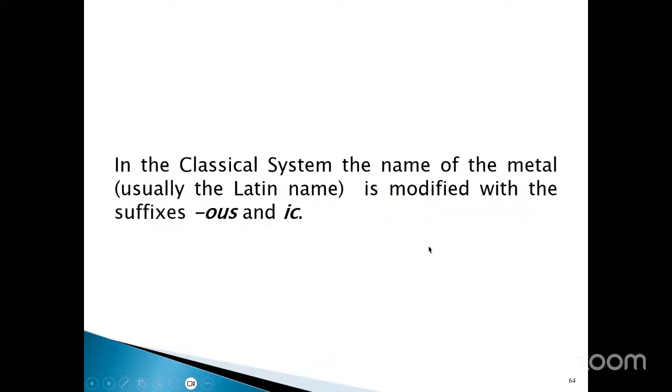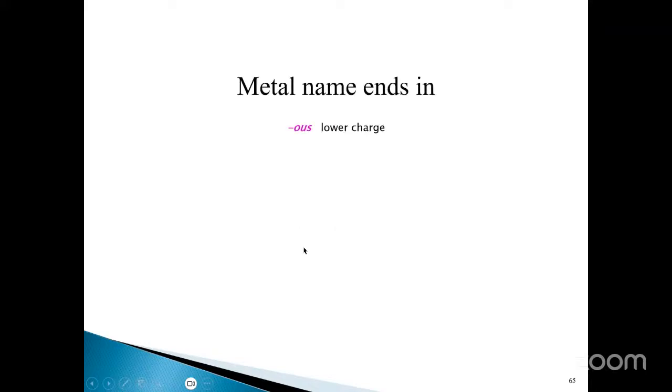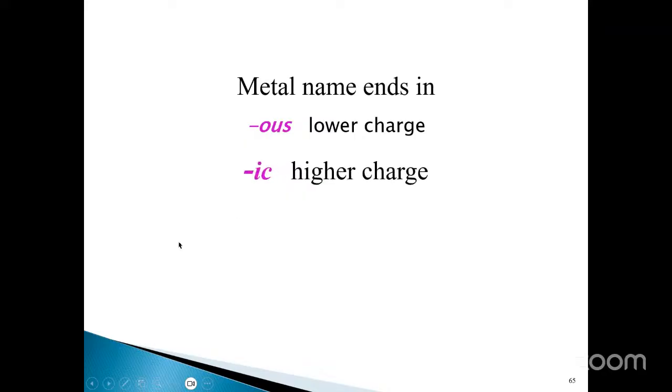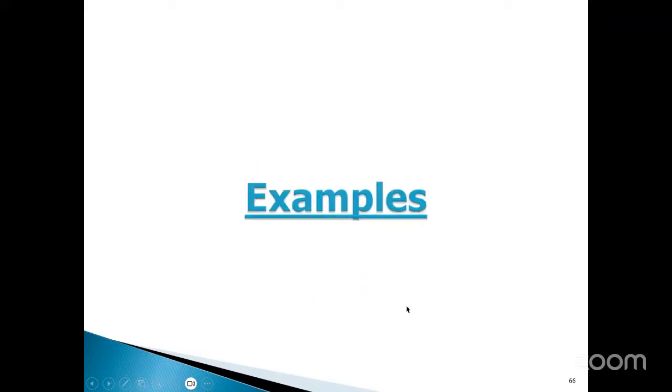And basically, the classical system is where the name of the metal is modified with the ending -ous or -ic. Now, the -ous or -ic does not give you exactly the information for the charges. Basically, what this tells you is that the ion that ends with the -ic ending has a higher charge compared to the one with the -ous ending, right? So -ous would be the lower charge ion, and the -ic ending would correspond to the higher charge ion. And the nonmetal name ends with -ide, as always in the case of binary ionic compounds.